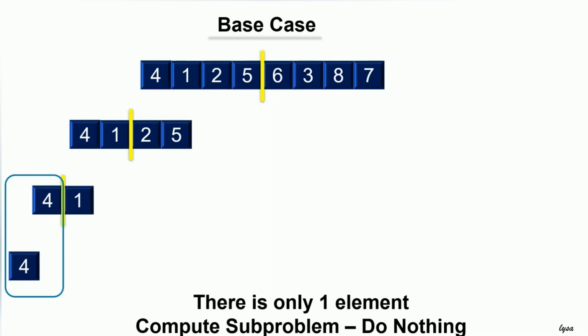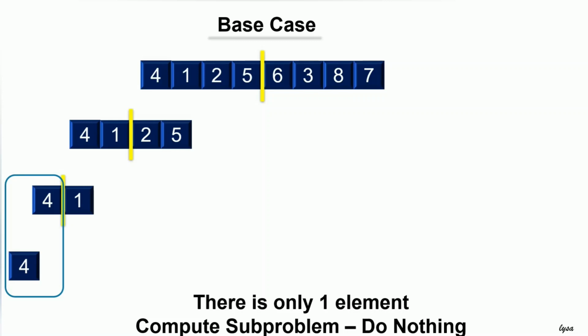When there is a single element, I need to compute the subproblem. What is my main problem? Sort the numbers which are given. What is the subproblem? Sort the number 4. How do you sort the number 4? There is only a single element. There is no work to be done. I just need to take 4 as it is. Compute subproblem, we do nothing. So I have reached the base case of the left side and I have computed the value for the subproblem.